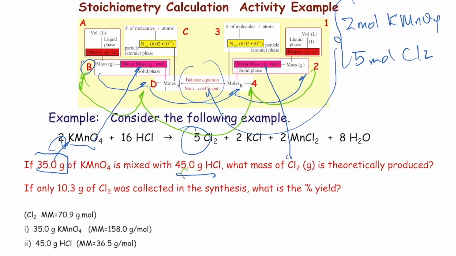So I have 2 problems in one. Here's the molar mass, by the way. I give it to you. For potassium permanganate, I have 158.0 grams per mole. And for hydrochloric acid, it's 36.5 grams per mole.